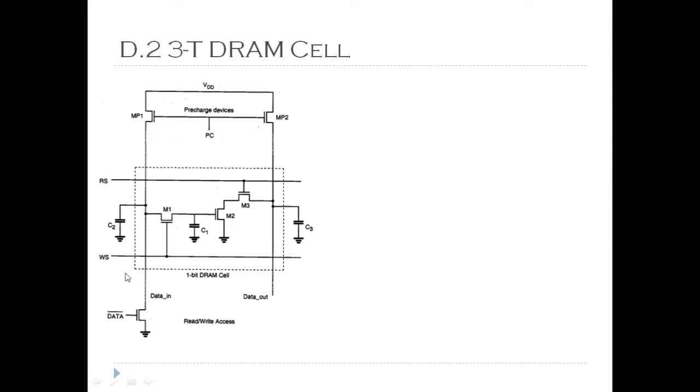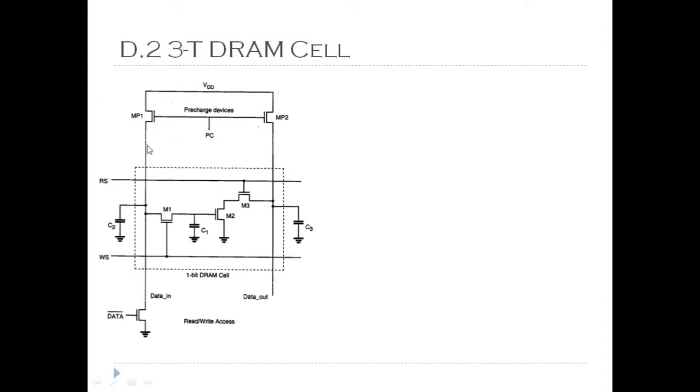The gate of M1 is connected to WS. Again, it is a row select but used for the write operation, so it is called write select. That means M1 and M3 act as switches, one for read operation and another for write operation. Whereas M2, along with C1, is used to store the bit in the cell.